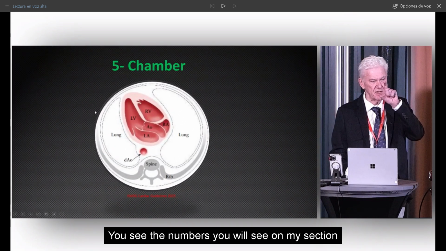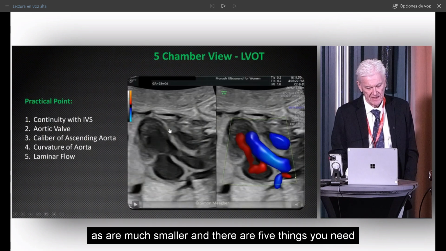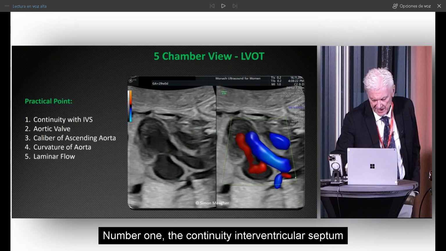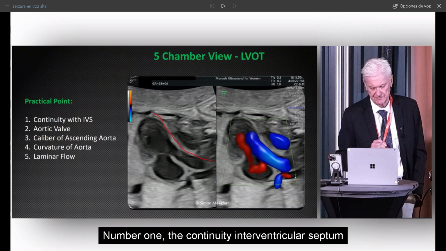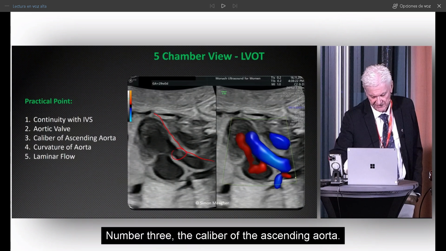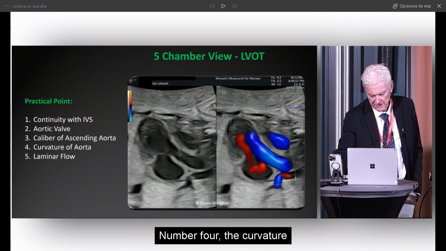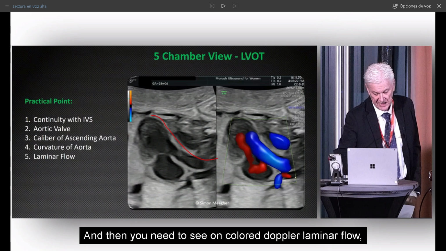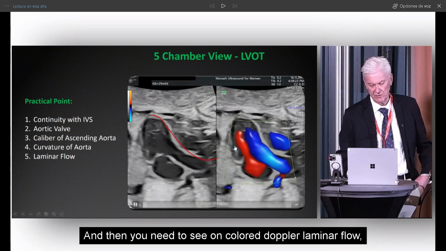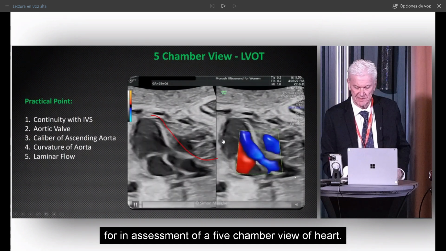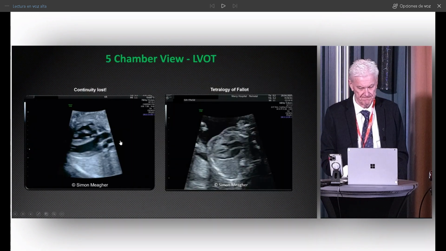You will see on my section the numbers are much smaller. And there are 5 things you need to look at in the left ventricular outflow tract. Number 1, the continuity of the interventricular septum with the anterior wall of the aorta. Number 2, the aortic valve. Number 3, the caliber of the ascending aorta. Number 4, the curvature, so it doesn't have a straight curvature of tetralogy of Fallot or truncus. And then you need to see laminar flow on color Doppler. These are the 5 key practical things you need to look for in assessment of a 5-chamber view of the heart.